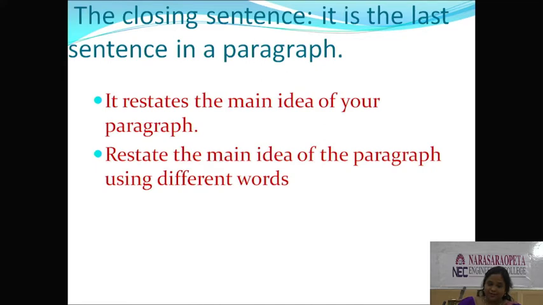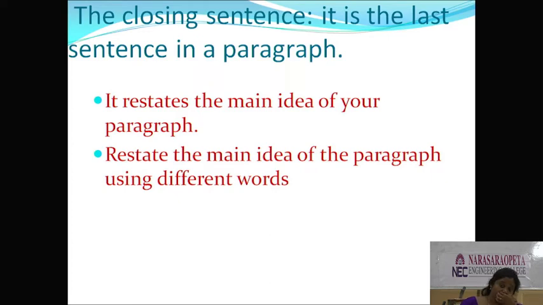The next one is the closing sentence. People know how to start, they know how to write good things, they go up to the middle, and the conclusion always seems to be very difficult. It seems to be very easy, but it's not that easy. The closing sentence is the last sentence in the paragraph. It restates the main idea of your paragraph using different words. In other words, it is a summation.